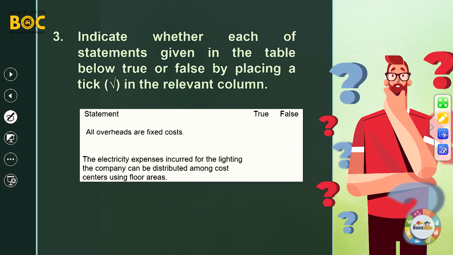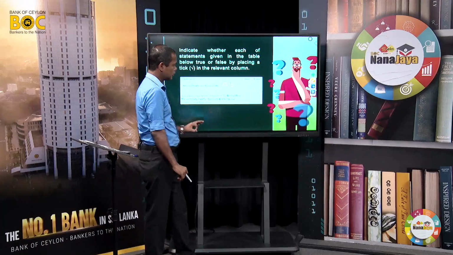Indicate whether each of the statements given in the table below is true or false. The first one: all overheads are fixed. No, there are variable overheads also. Examples: electricity is a variable overhead, and water charges are variable overheads.